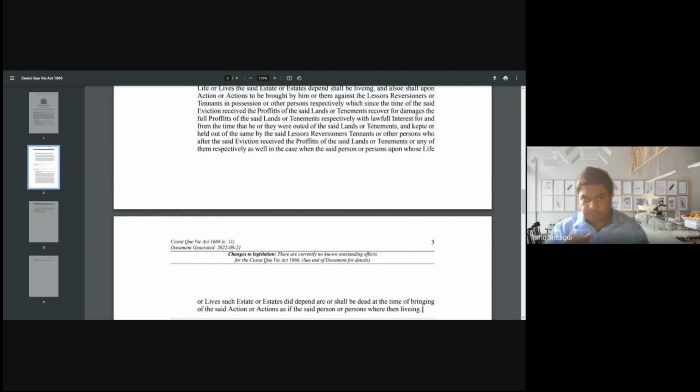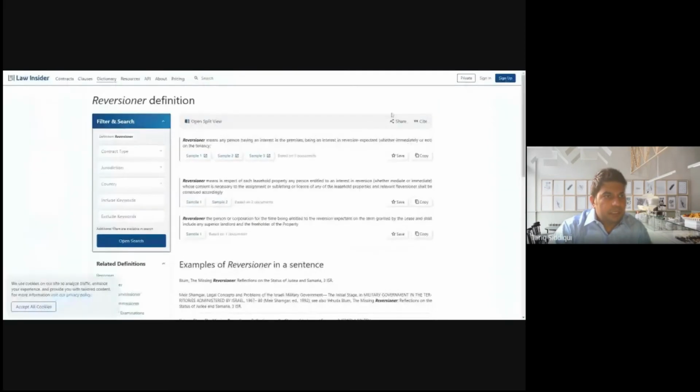Now, maybe we should go and define what lessors, reversioners means. Okay, here it is. I'm going to share this. Now, do not take this as the be-all and end-all. This is just a general definition. This is not the law. This is not the law definition in Black's Law Dictionary or any of the other dictionaries that are out there.